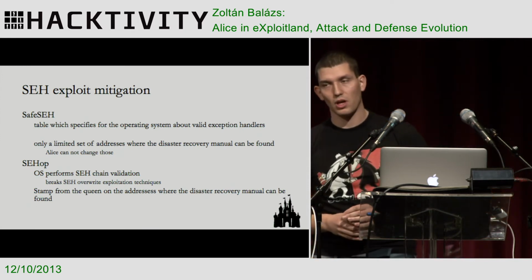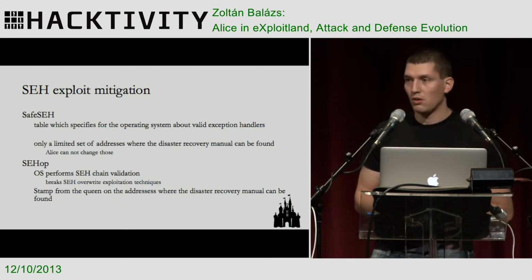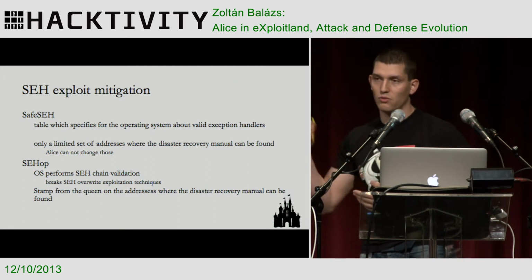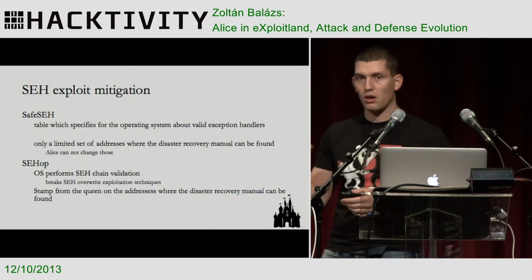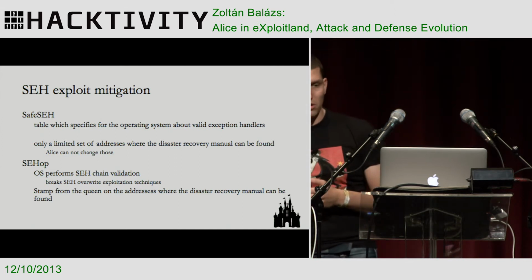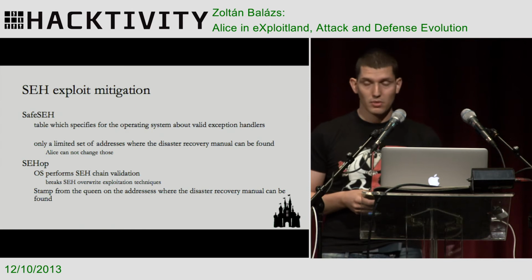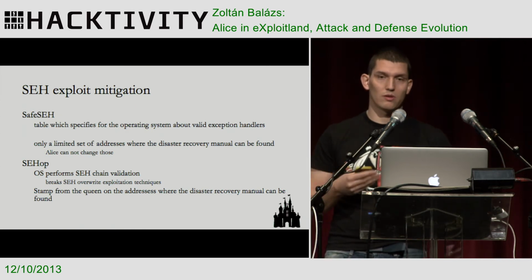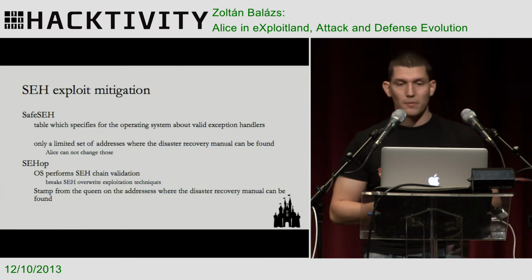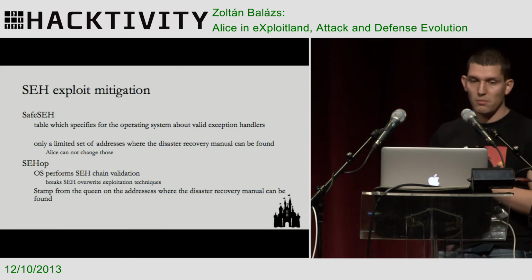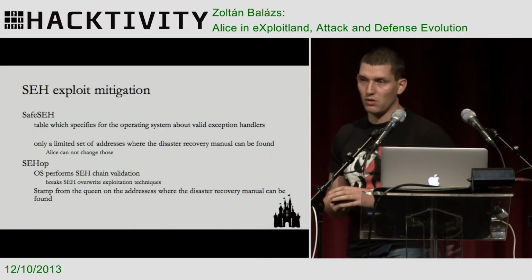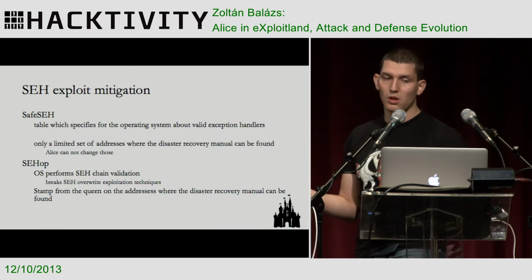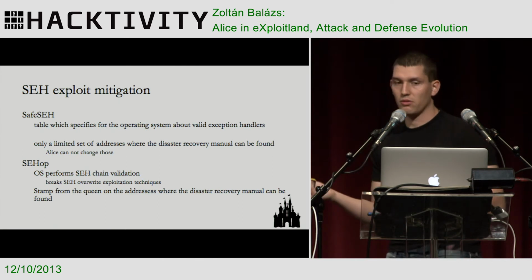And the other mitigation technique is called SEHOP, where the operating system performs chain validation, because if you overwrite the SEH chain with your shellcode, the SEH chain will break. And the operating system can check whether the SEH chain is broken. And this is very similar to the disaster recovery processes being stamped by the queen, so Alice cannot tamper with those.